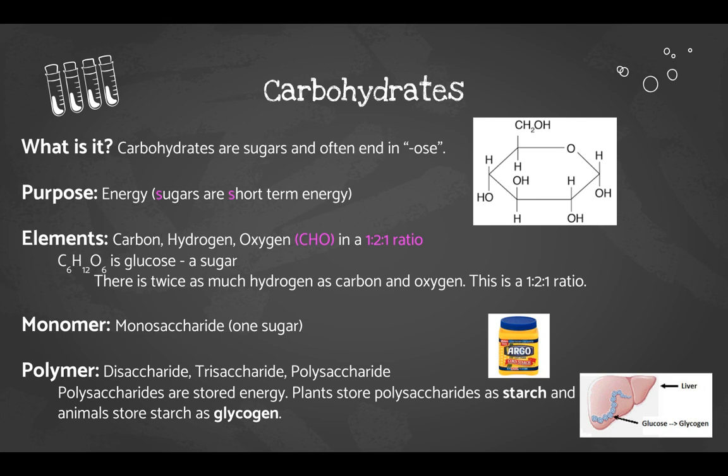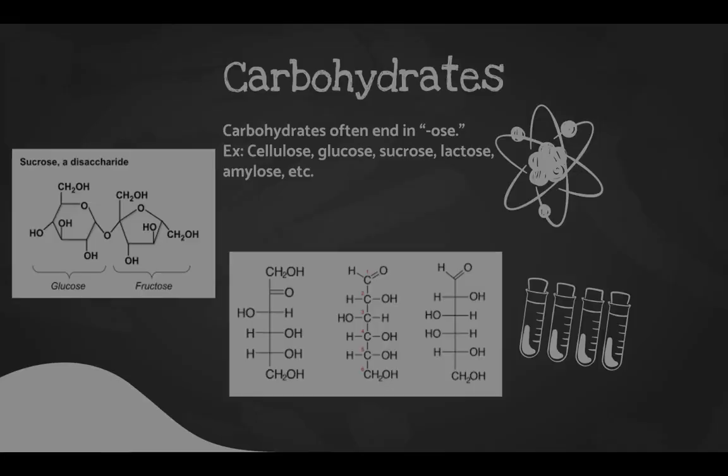Stored energy in people or other animals is called glycogen. So our polysaccharide as animals is called glycogen. It's a very large polymer of carbohydrates. So in plants, it's called starch, and in animals, it's called glycogen.